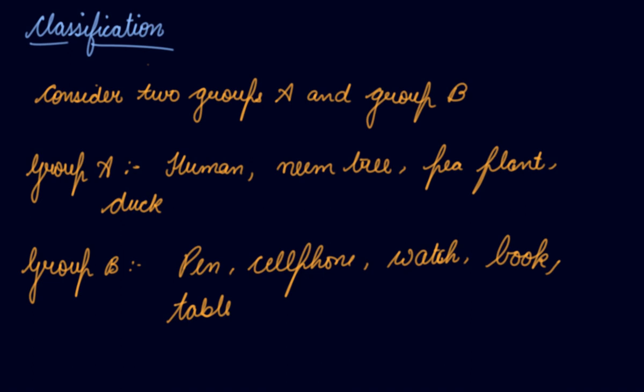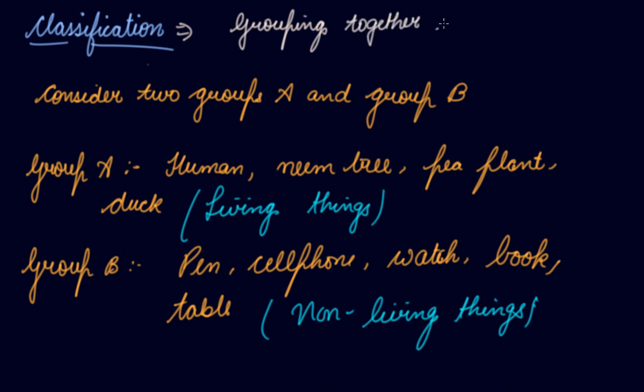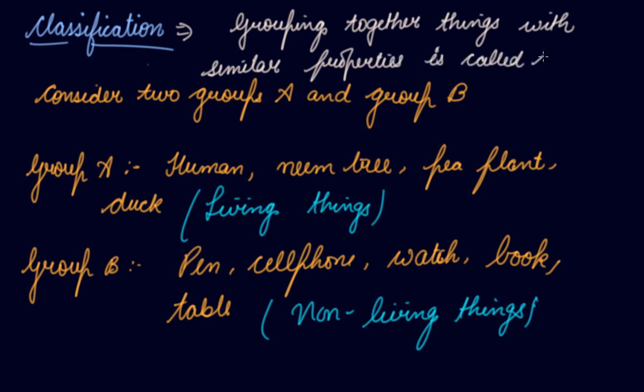Now see what you can see out of group A and group B. We can easily find out that in group A we have taken all living things, and in group B we have taken non-living things. So, grouping together things with similar properties is called classification.